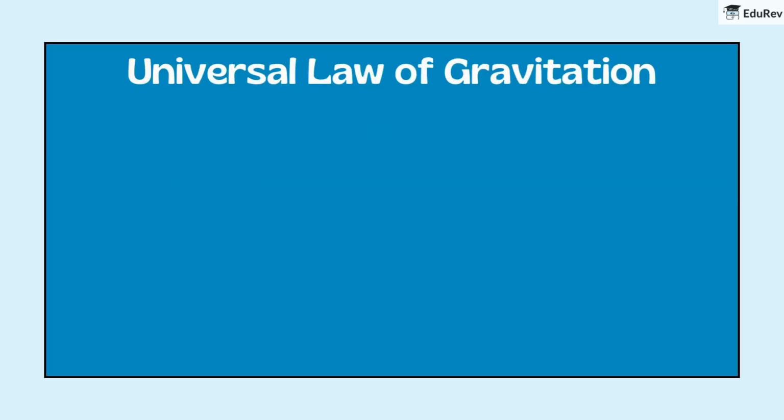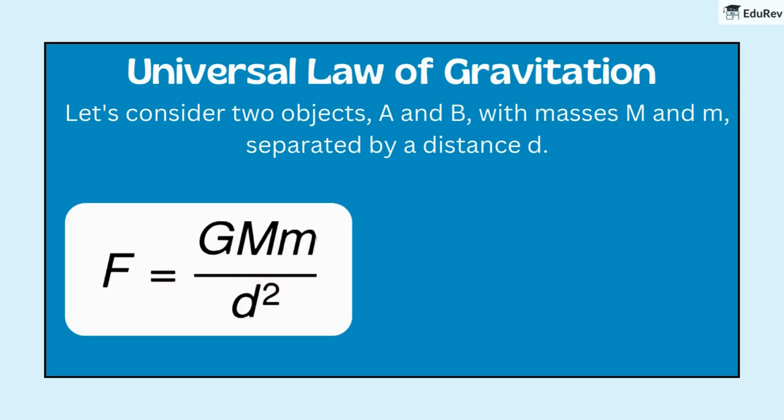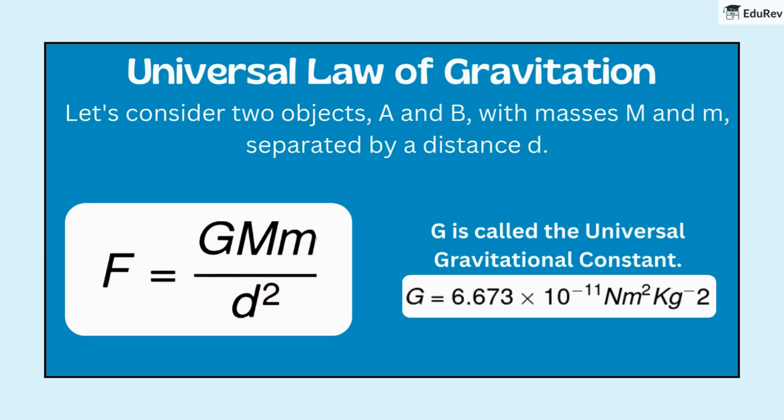Now, let's dive deeper into the mathematics behind this fascinating law. Let's consider two objects, A and B, with masses m1 and m2, separated by a distance d. The force of attraction between them, represented by F, can be calculated using the universal law of gravitation. F is equal to G m1 m2 upon d square. Here, G is the universal gravitational constant, which has a value of 6.673 times 10 to the power minus 11 Nm square upon kg square.